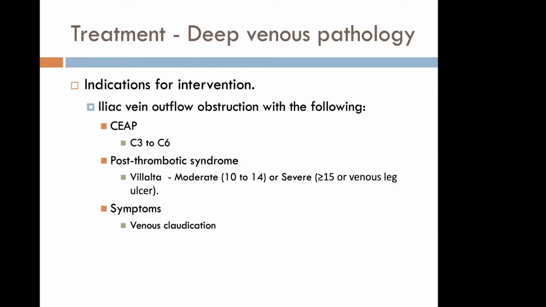Now, the deep venous system, because what I've described is treatment for the superficial venous system. Usually you find there's an iliac vein outflow obstruction. Now, if a patient has this and they have C3 to C6 disease, where C3 is unilateral leg swelling, or C6 is when the patient has venous leg ulceration, if they have any of these, they require treatment. Those with post-thrombotic syndrome with moderate or severe disease need treatment, and those who have venous claudication.